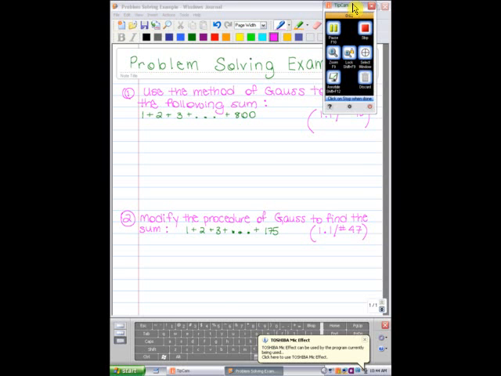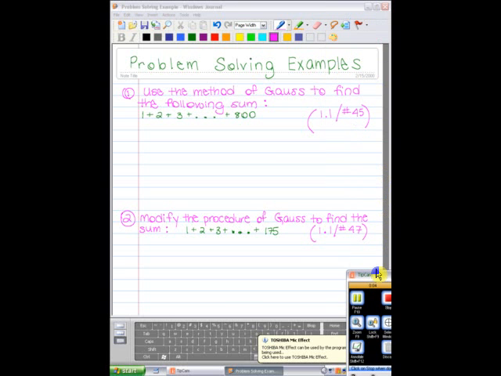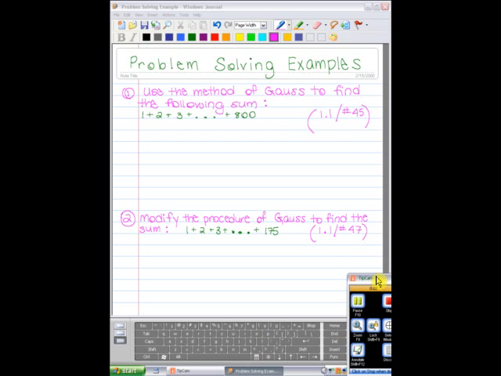Okay, so we're going to do two little problem-solving examples, and I already wrote them out. They're from the book. The first one we're going to do is number 45 in section 1.1, where we want to use the method of Gauss to find the following sum. Okay. So hopefully by now you read about Gauss, and we're just simply going to do his method together.